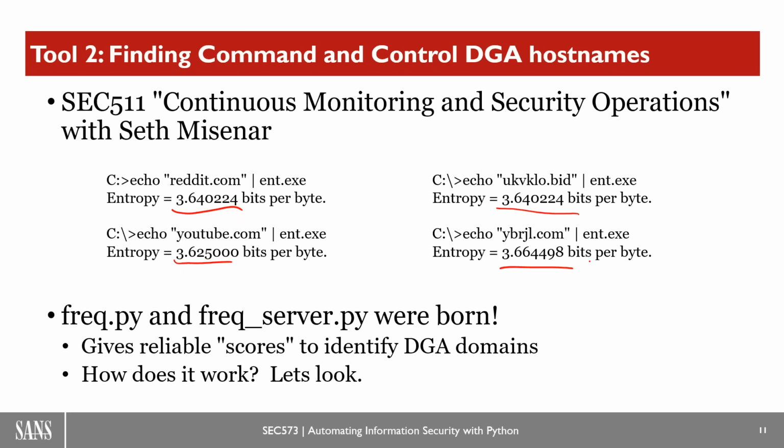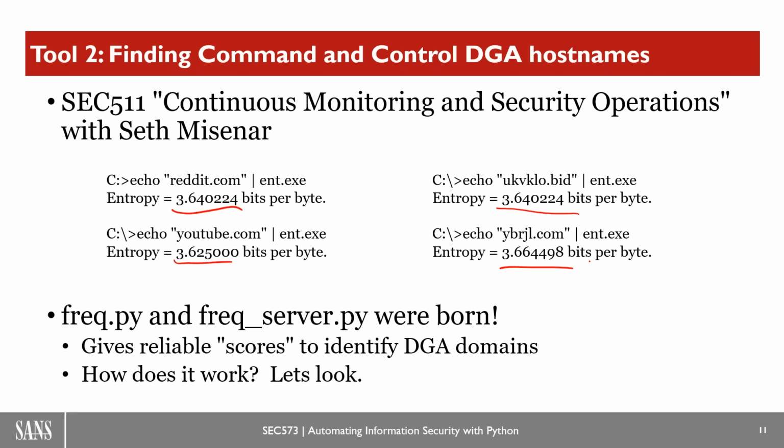Now, Freq.py is a command line tool that lets you measure the randomness of these characters. And Freq server, much like domain stats, takes that information and makes it available to your SIM products so that you can consume it into your enterprise management platforms and use that data to find evil in your network. So Freq and Freq server both give you reliable scores that you can use to identify these malicious DGA domains on your network.